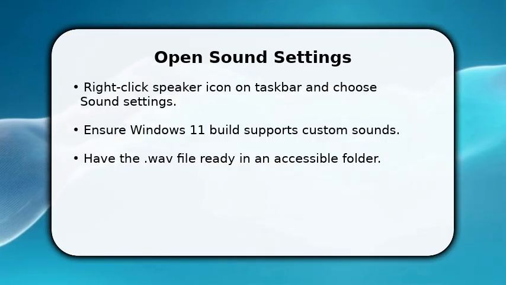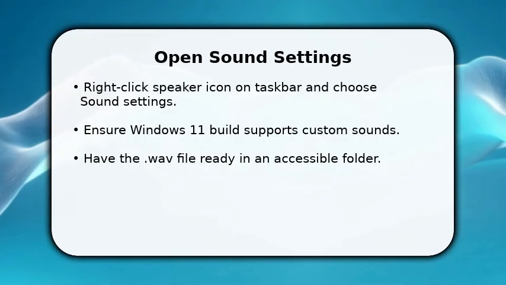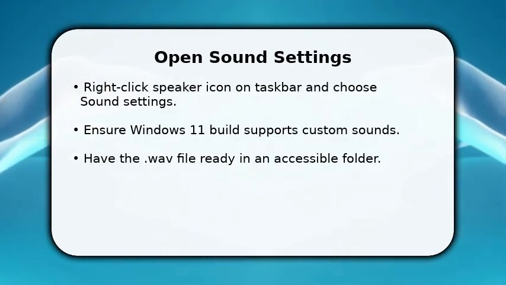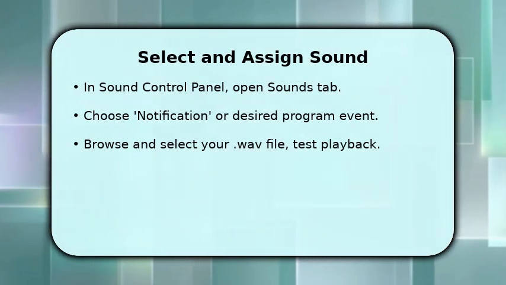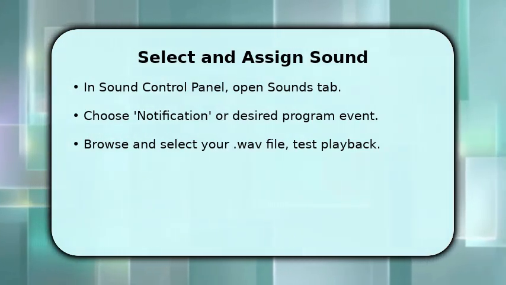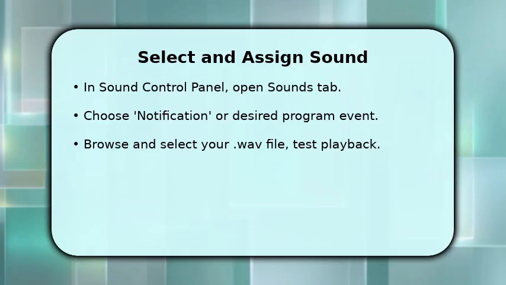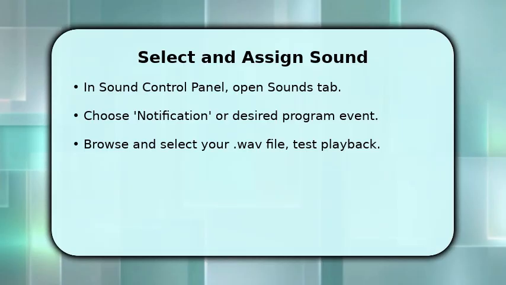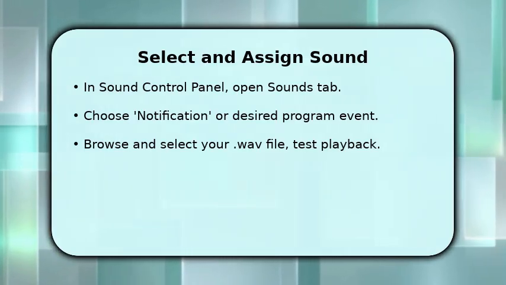Open Related Settings and go to More Sound Settings to continue. This moves you from the modern UI to the classic control where notification sounds live. Now in the Sound Control panel, switch to the Sounds tab so you can assign events. You'll pick the notification event or the specific app event you want to change. Selecting the right event is key because many apps use different events.